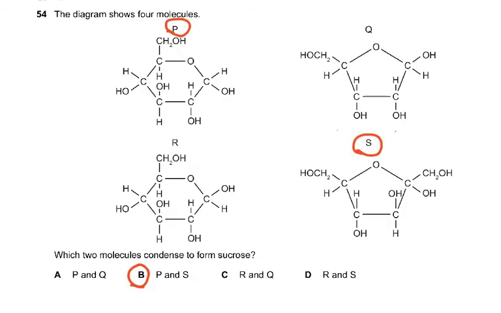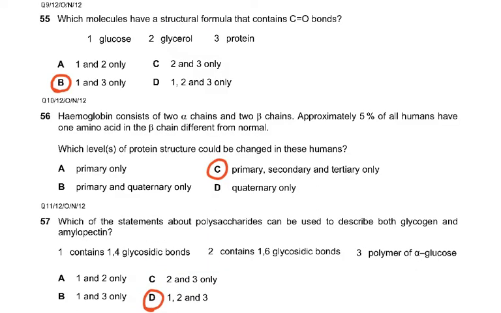So 54, you can see the diagram shows four molecules, which two molecules form sucrose. So the answer was P and S, and we've just revised that. I hope that is clear to you. Please make a mental note of that and remember it. Now, which molecules have a structural formula that contains C double bond O? Now we know that proteins contain that C double bond O and glucose contains it. So this is what we have to understand, it is 1 and 3 only.